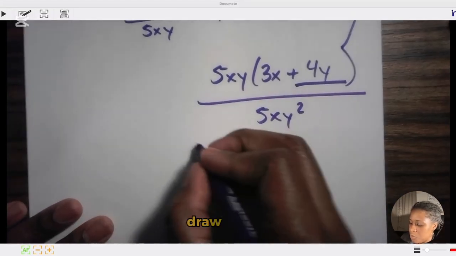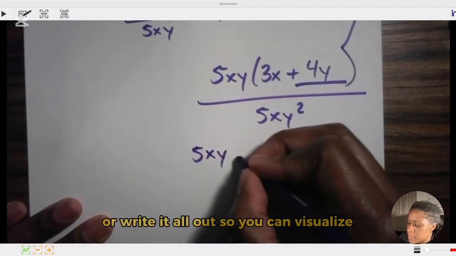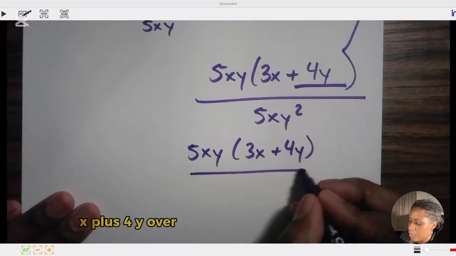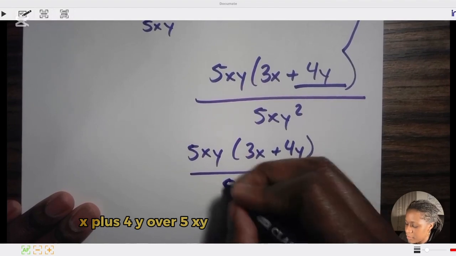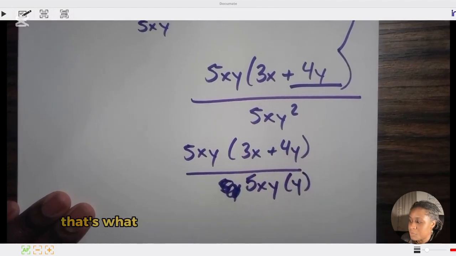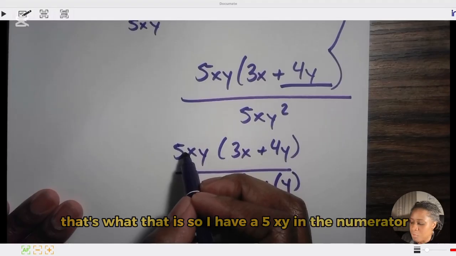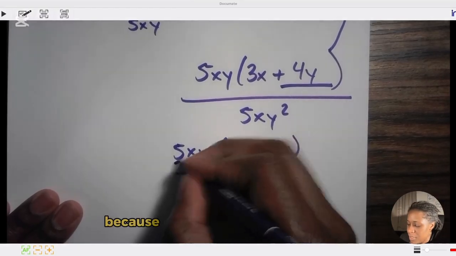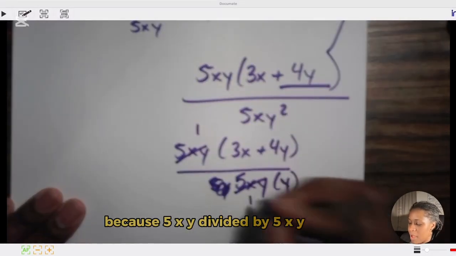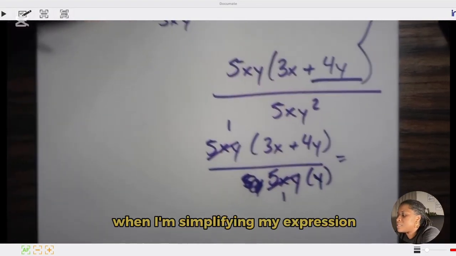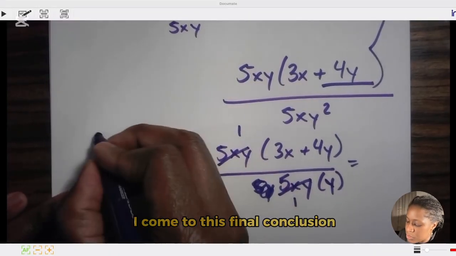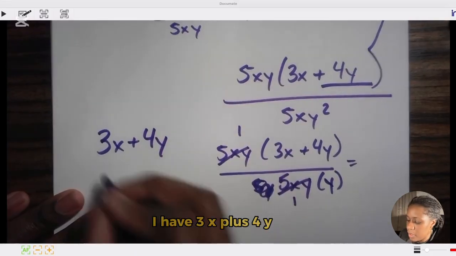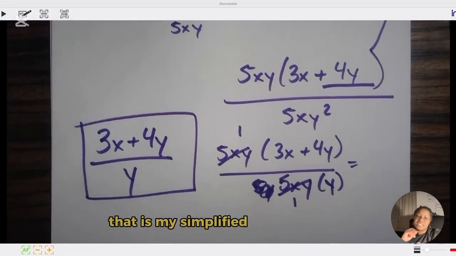Just to draw it all out or write it all out so you can visualize it. 5xy times 3x plus 4y over 5xy, goodness gracious, times y. And that's what that is. So I have a 5xy in the numerator, a 5xy in the denominator, and they can effectively cancel out because 5xy divided by 5xy equals 1. When I'm simplifying my expression, I come to this final conclusion. I have 3x plus 4y over y. That is my simplified expression.